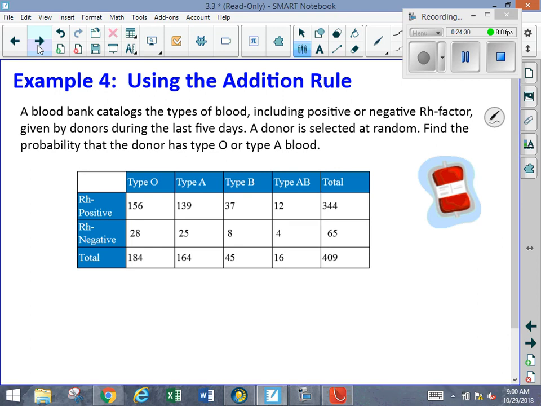So a blood bank. It's good. They should catalog types of blood because it's not good to get the wrong type of blood if you need a blood transfusion. So the result is, I don't know, what is the result? You die from that? Yeah? I would assume that should probably kill you.